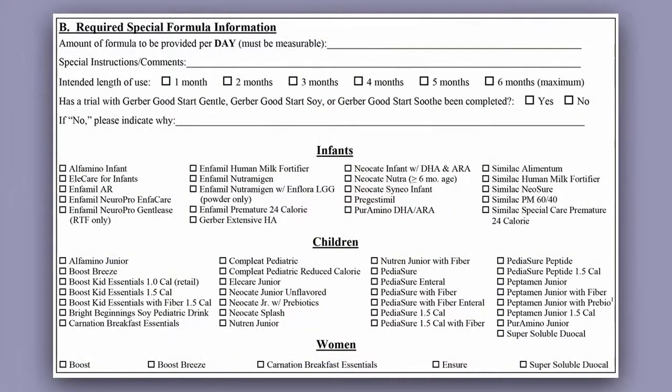Section B is required special formula information. The first item under this section is the amount of formula that is to be provided per day. This must be a measurable amount. So entries like 32 ounces per day, 1 can per day, or tube feeding rates that can be calculated are all appropriate. Comments like WIC max, as needed, PRN, or per WIC cannot be measured and therefore are not acceptable.